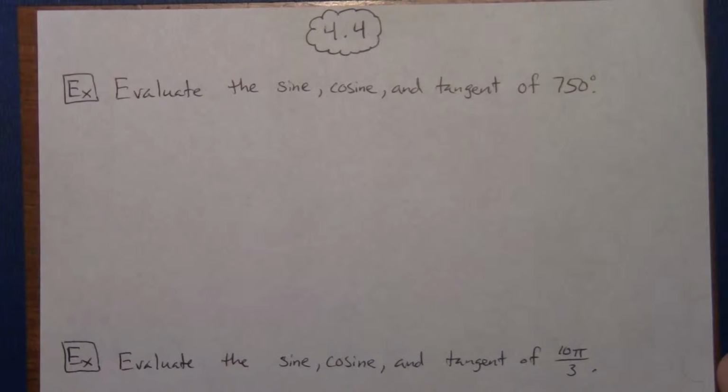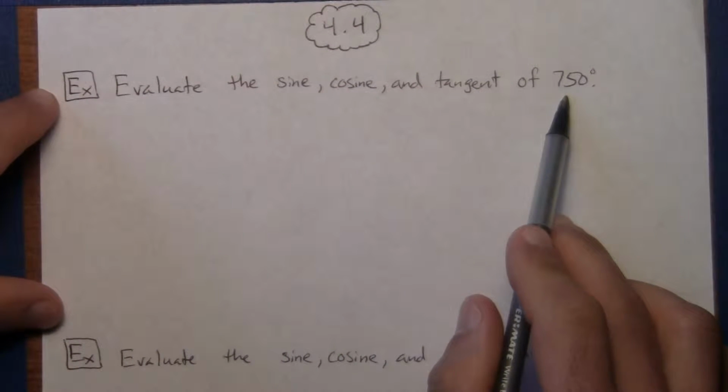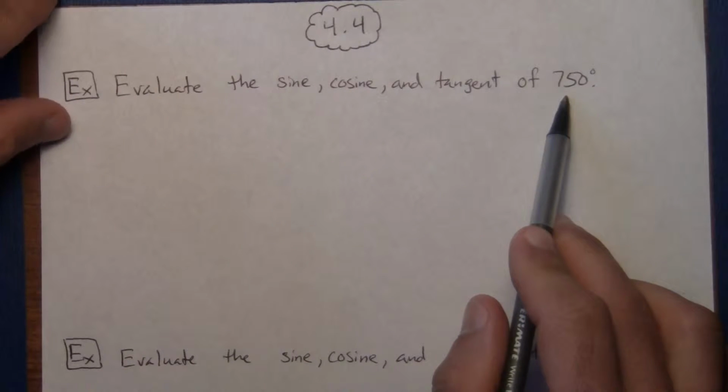Okay, for 4.4 I'm going to take a look at three problems. They're all similar. We're going to take a look at evaluating the sine, cosine, and tangent of an angle that's not between 0 and 360. And we're going to do this without a calculator.